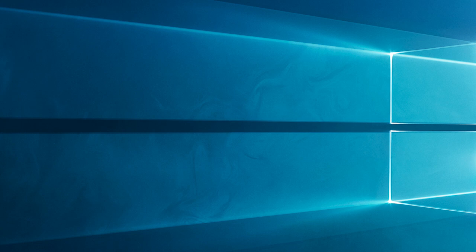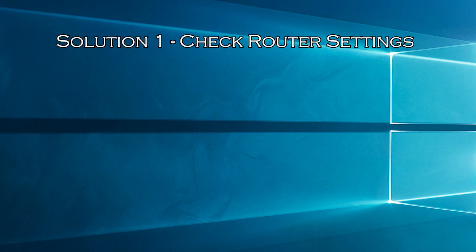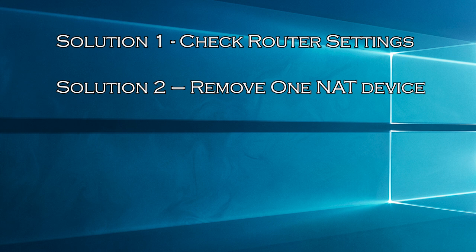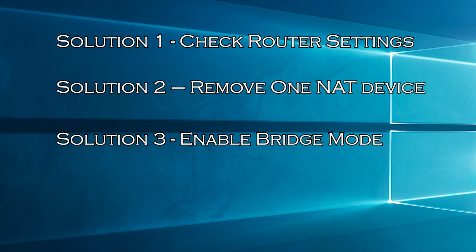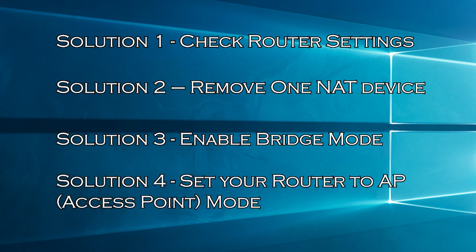Here, have a look at the solutions you need to try. Solution 1, check router settings. Solution 2, remove one NAT device. Solution 3, enable bridge mode. Solution 4, set your router to AP, access point, mode.